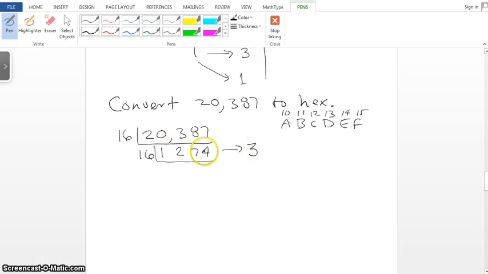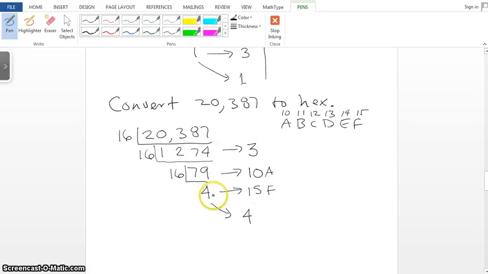Alright, then when you take 1274, divide by 16, it goes in there 79 times. The remainder here is going to be 10. You're going to have 10 left over. Right? Don't forget the 10 is actually an A. Right? And if you take 79 divided by 16, that goes 4 times. What's the remainder there? 15. Alright, and remember that 15 is an F.